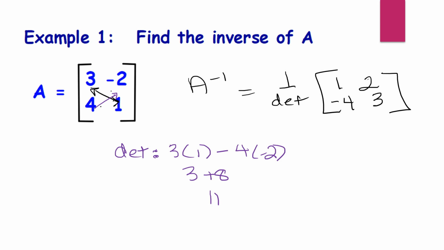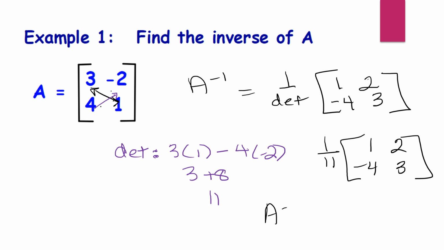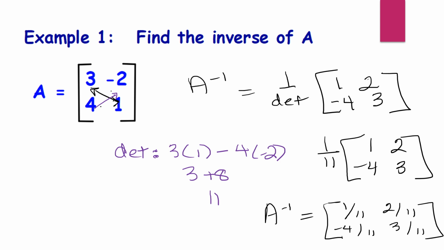So we now have, we can substitute that as our determinant. So I have 1/11 multiplied by 1, 2, negative 4, 3. Okay, so when you distribute, since that numerator is a 1, you're basically taking each of the elements and just dividing them by the determinant. And if the fraction can simplify, you should simplify it just to make life a little bit easier and look a little bit cleaner. There you go. So the inverse of matrix A has elements of 1/11, 2/11, negative 4/11, and 3/11.